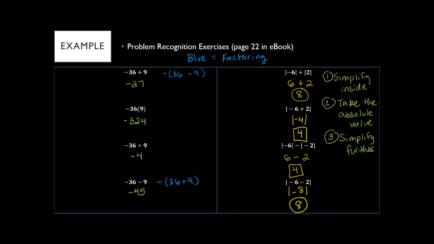So if you have things added on the inside, you have to do those first. Now, if you don't have anything on the inside other than a single number, you can skip that step and move to the next step. But those are the 3 basic steps that you follow.